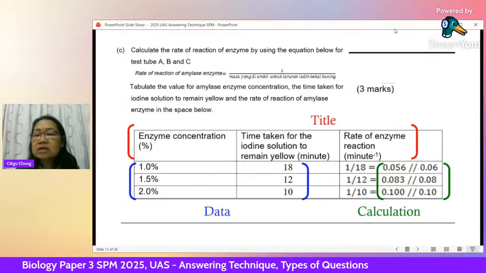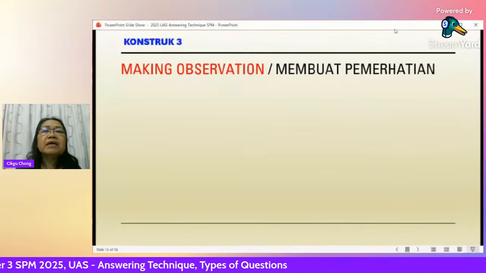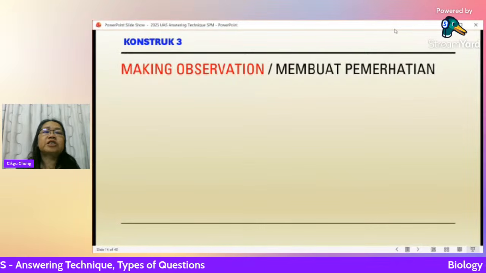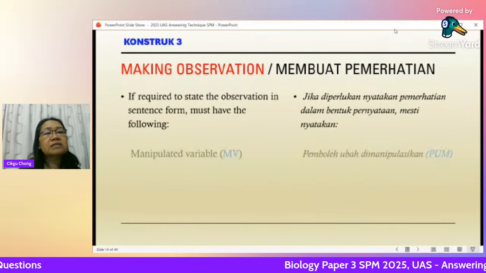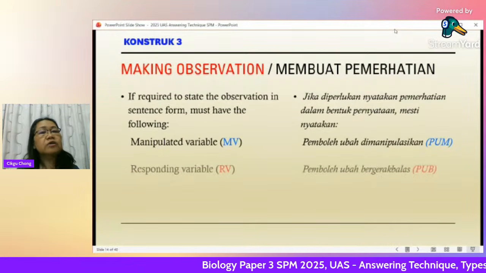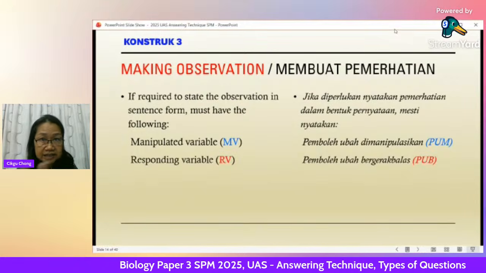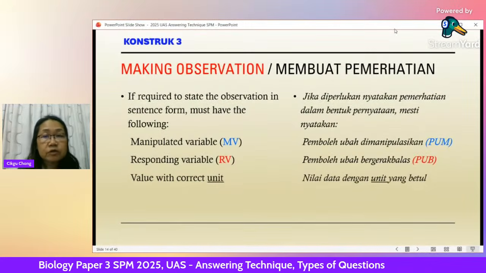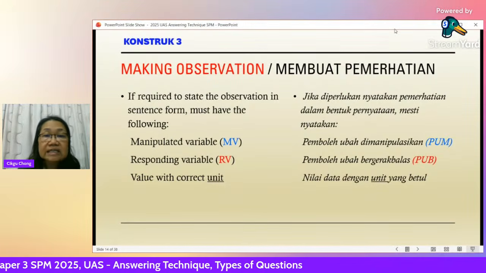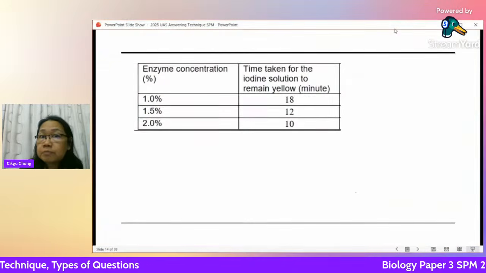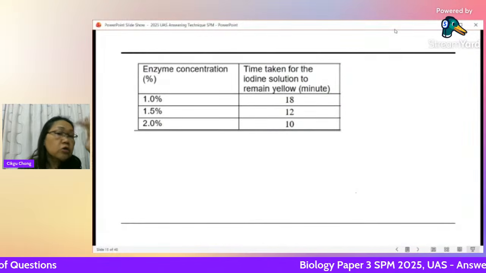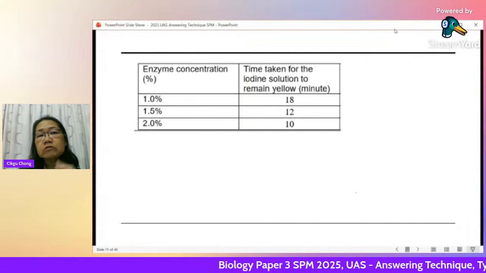Now the 3rd construct, making an observation. So how do you write an observation? You must mention what your MV is here. You also must have your RV in your sentence, and you also must have a unit. Let me give you an example of a question. How do you write an observation? You don't need to compare.